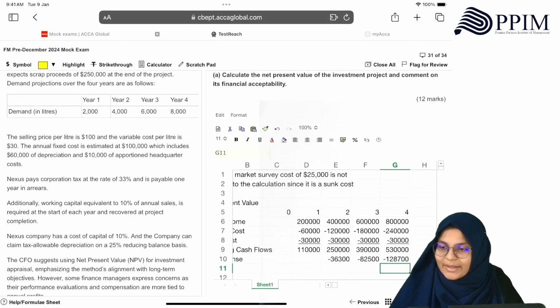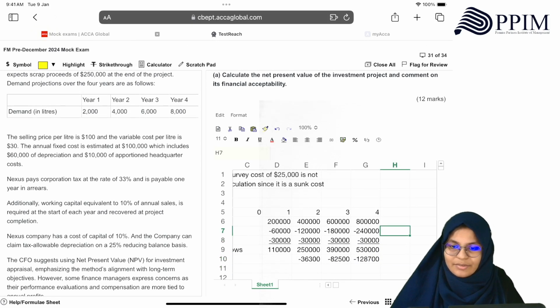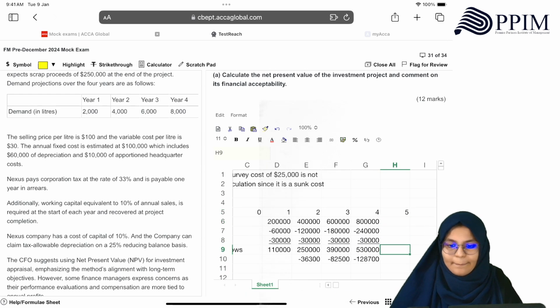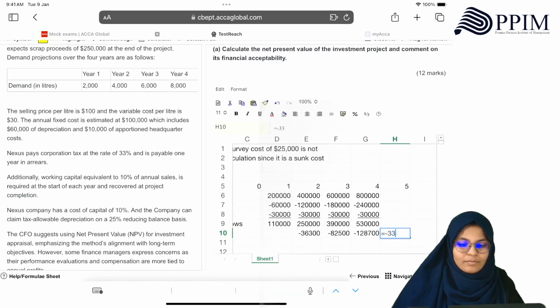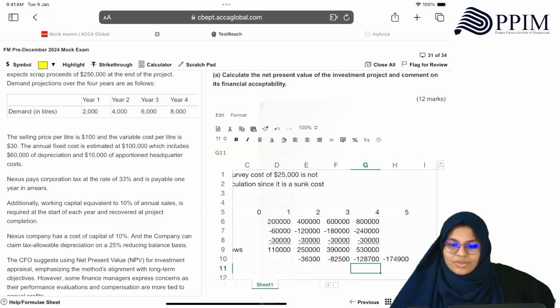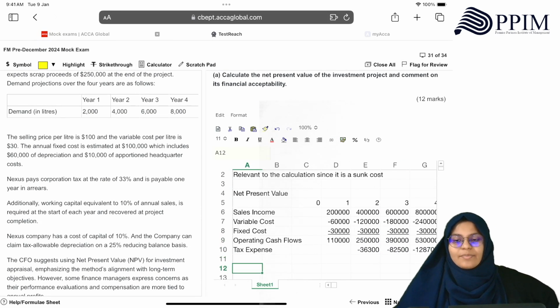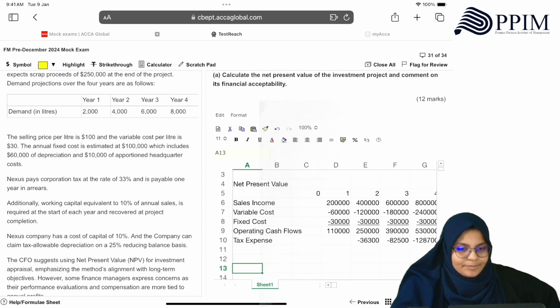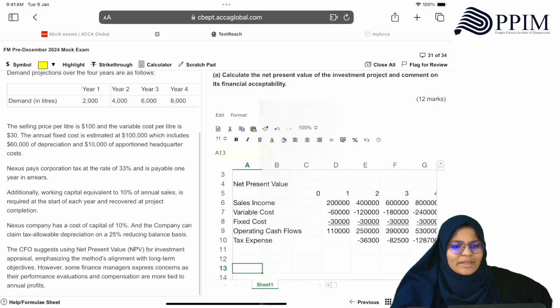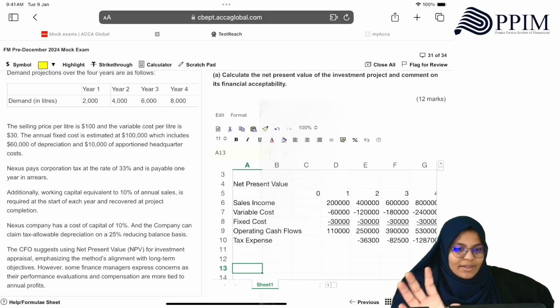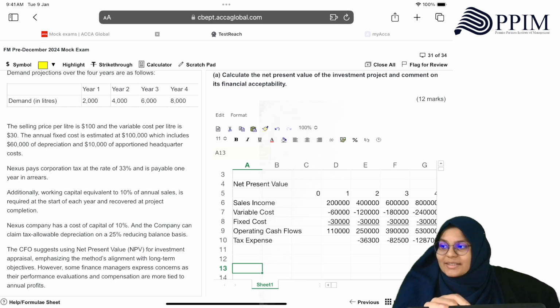This is 128,700, and in the last year, year 5, $174,900. So that's the taxes, right? Then they're talking about working capital. They're saying working capital equivalent to 10% of annual sales is required at the start of each year and it's recovered at the end of the project. That's fine. Then they're saying cost of capital is 10% and they're talking about tax allowable depreciation.